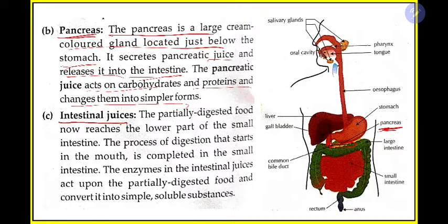Then intestinal juice. What will this intestinal juice do? It partially digests food that now reaches the lower part of the small intestine. The process of digestion that starts from the mouth is completed in the small intestine. The enzymes in the intestinal juice act upon the partially digested food and convert it into simple soluble substances. So the digestion process which started in the mouth is now at the end of its completion, and the last step in this digestion process is your intestinal juice. It will act in the last part. It is present in the last part of the small intestine, and it will change the remaining complex things into the final simpler things.